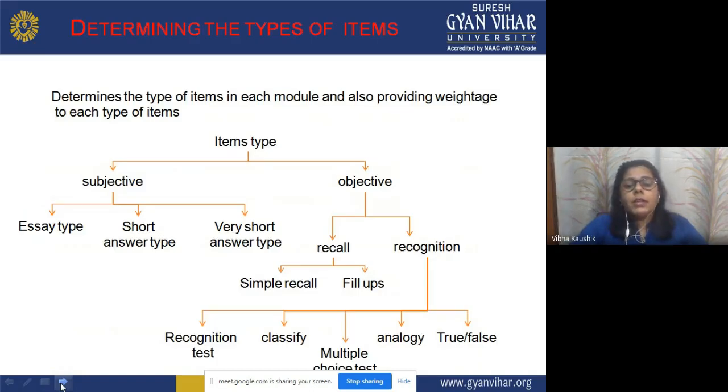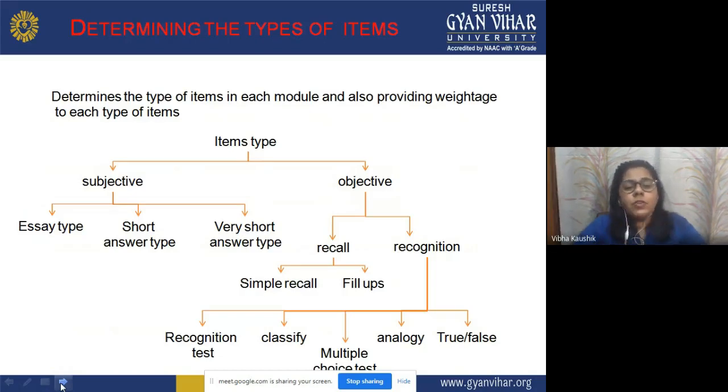Now, determining the types of items. You can determine the types of items in each module and also provide weightage to each type of item. Means every item should be given a weightage while framing the test. Now, the item types can be divided into two: subjective based and objective based. Means you are preparing a test item that is based on a subjective basis, and the second one is on an objective basis.